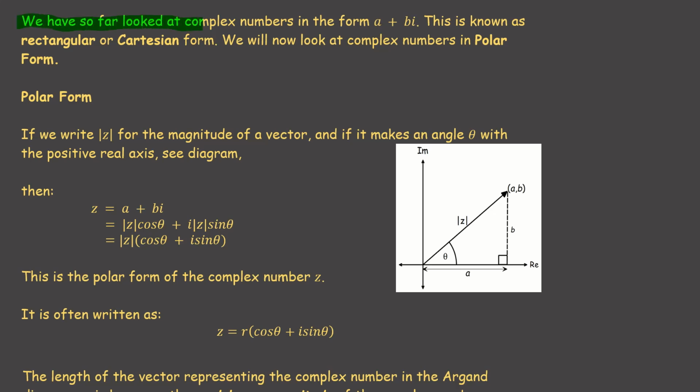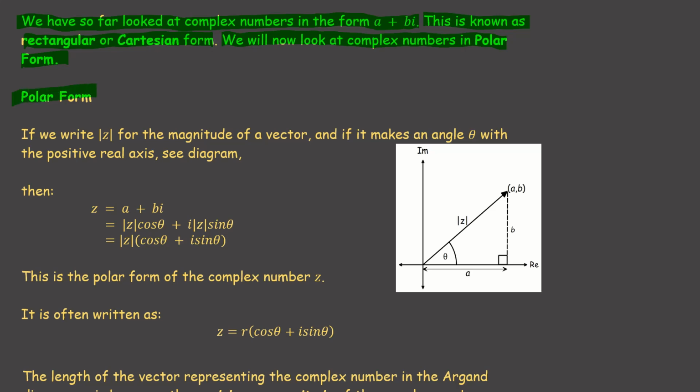We have looked so far at complex numbers in the form a plus bi. This is known as rectangular or Cartesian form, as we outlined before. We will now look at complex numbers in polar form.